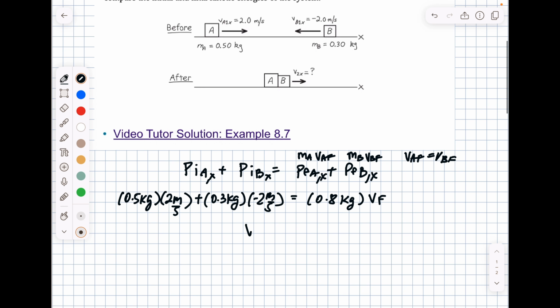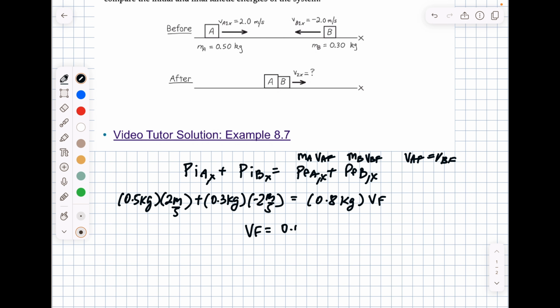So now we can easily solve for vf. And when we do that, we get 0.4 kilogram meters per second in the numerator divided by 0.8. And that's going to give us 0.5 meters per second positive, which is to the right. Okay, which just matches the picture as shown. So now we found their common velocity moving to the right.